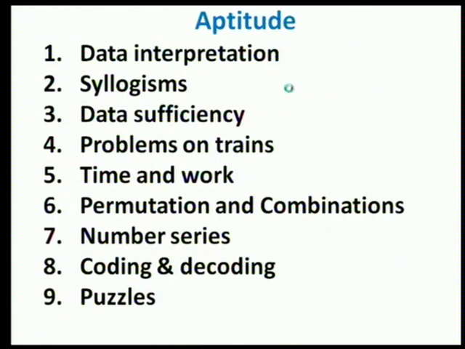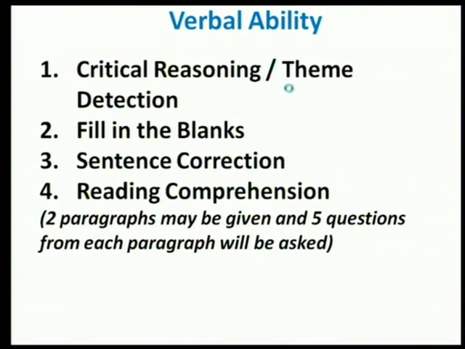The topics that will be expected for aptitude are data interpretation, syllogisms, data sufficiency, problems on trains, time and work, permutation and combinations, number series, coding and decoding, and puzzles. As far as verbal ability is concerned, you will have questions on critical reasoning and theme detection. I know we did very few examples of theme detection. We'll try to do as much as possible.